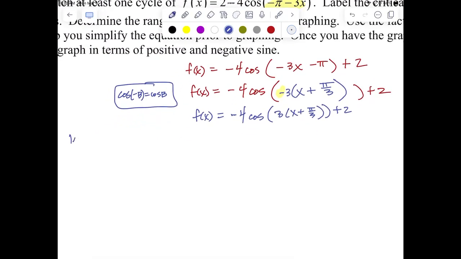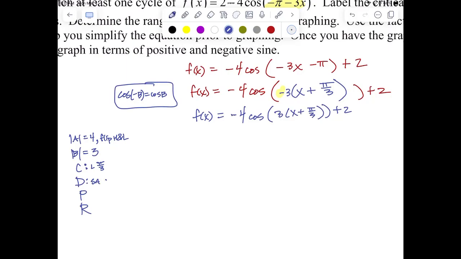All right, now I come off to the side here. A, B, C, D, P, and R. What's the amplitude? 4, not negative 4. The amplitude is the absolute value of A, but because it's negative, I'm going to make a note to myself to flip the highs and lows. All right, what's the number of cycles between 0 and 2 pi? 3. That's just your B value. All right, C colon. What am I doing phase shift wise? Left pi thirds. Good.